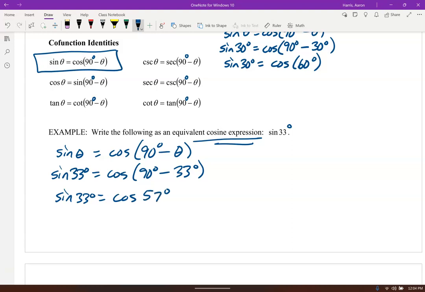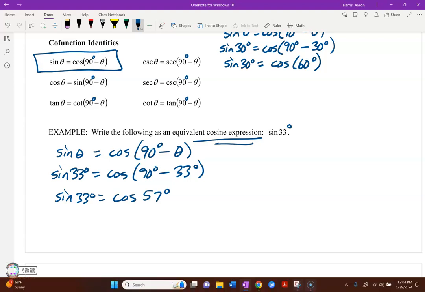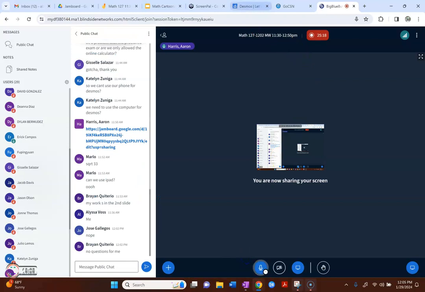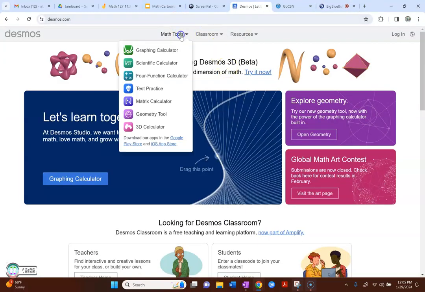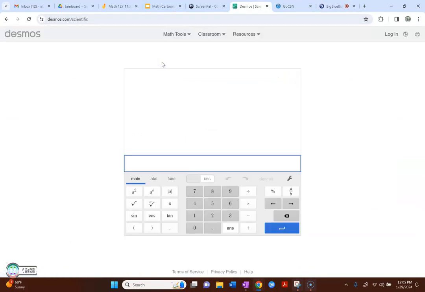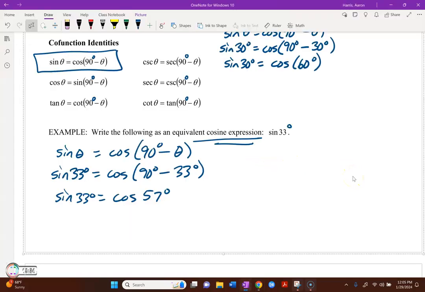90 minus 33, which is 57 degrees, right? So if you pulled up Desmos.com, let's go ahead and check that. Go click on that scientific calculator. See how I'm in degrees? I don't want to be in radians. I want to be in degrees. Sine of 33 is 0.544, and that's the same as the cosine of 57. See that? 0.544639 and so on.